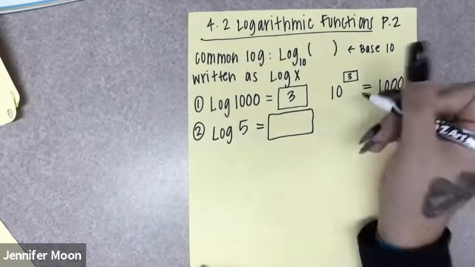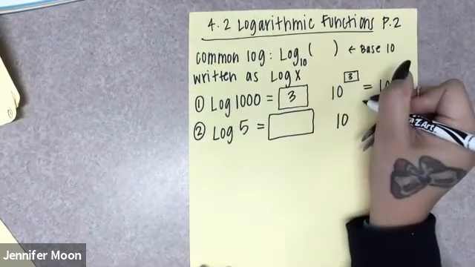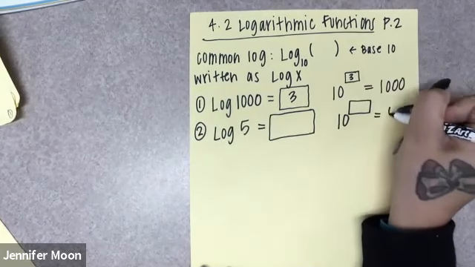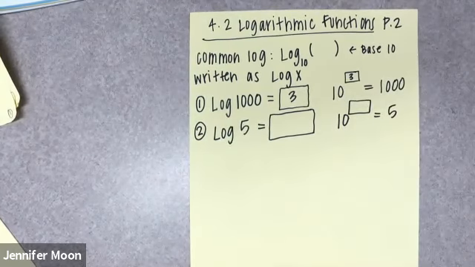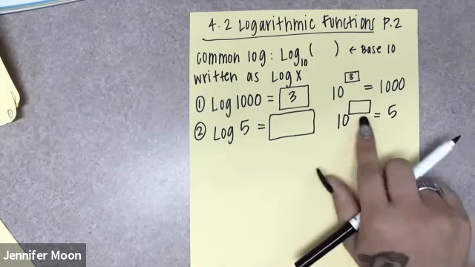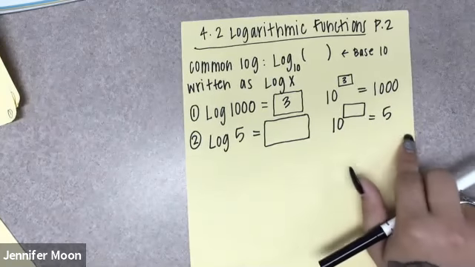This is a base 10. So this is saying 10 to the what power equals 5. If you do try to go through some of the steps that we learned before with the exponent rules, you're going to notice that you don't ever really get here, right?